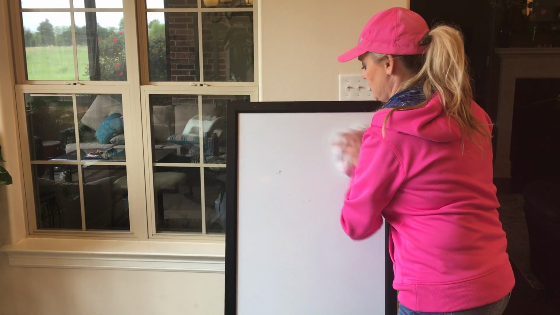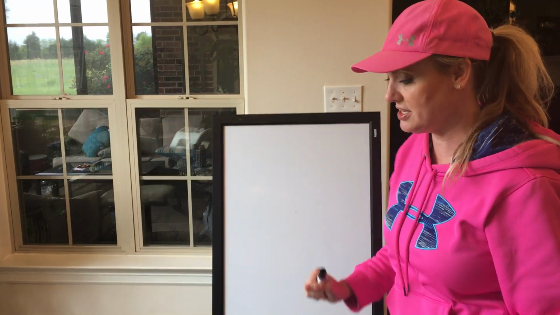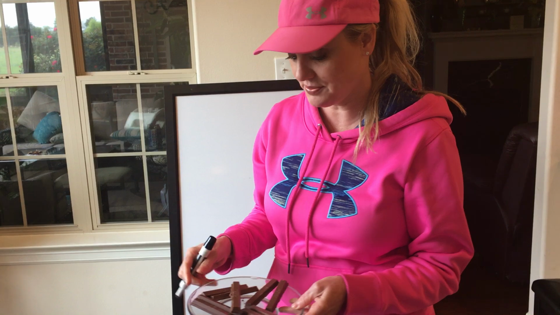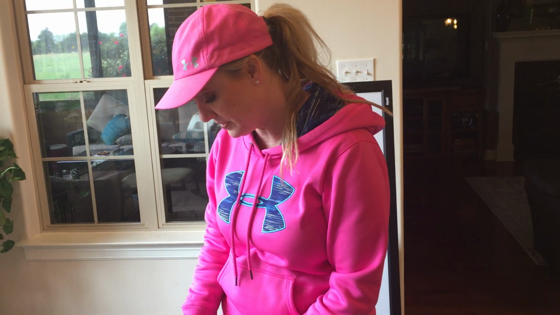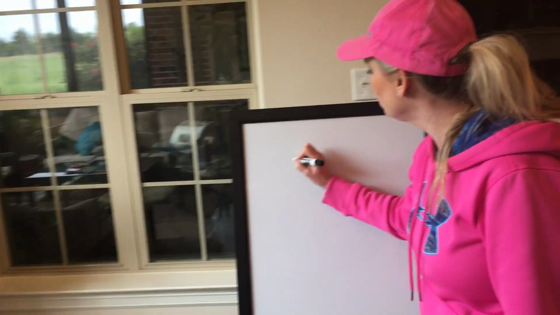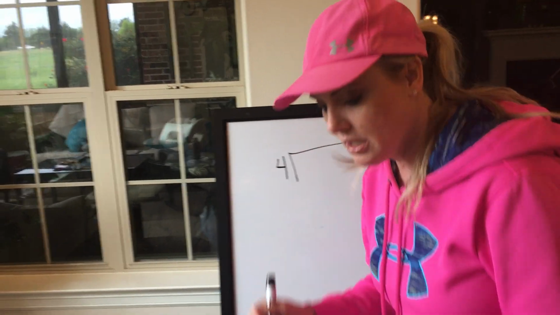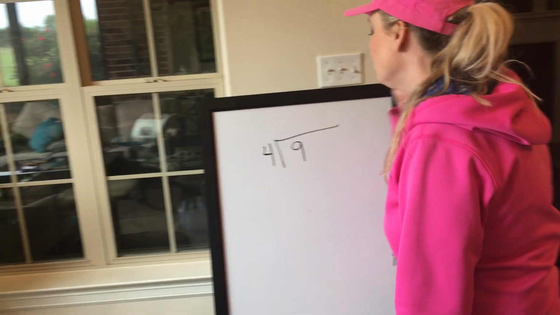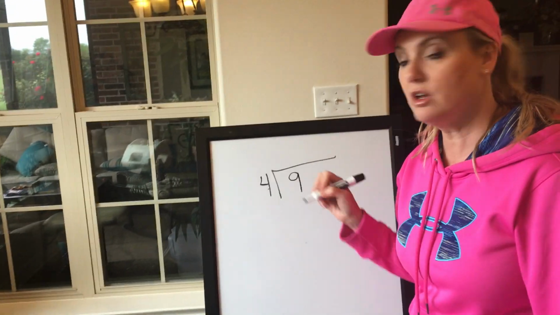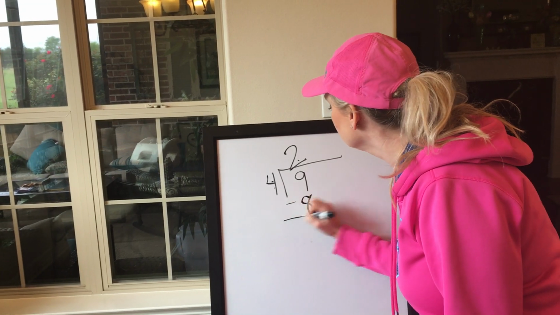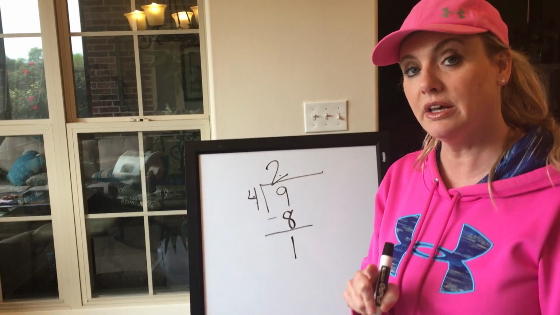The first one is a super tasty one. I got some Kit Kats and I broke them apart and I thought, I have four people in my family and there are 1, 2, 3, 4, 5, 6, 7, 8, 9 Kit Kats. 4 can go into 9 2 times. 2 times 4 is 8. I have 1 left over.